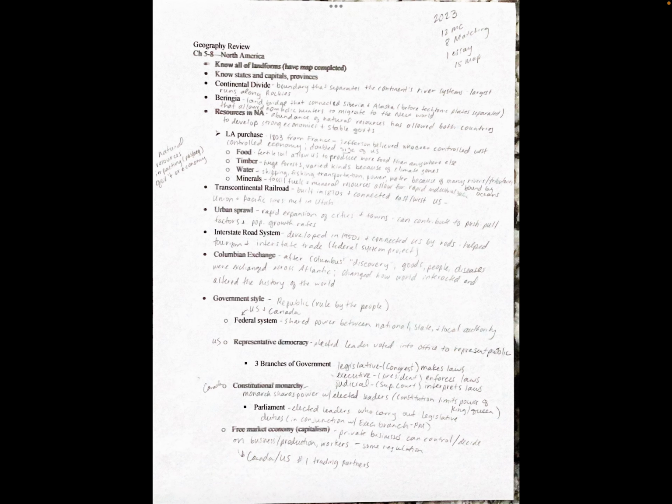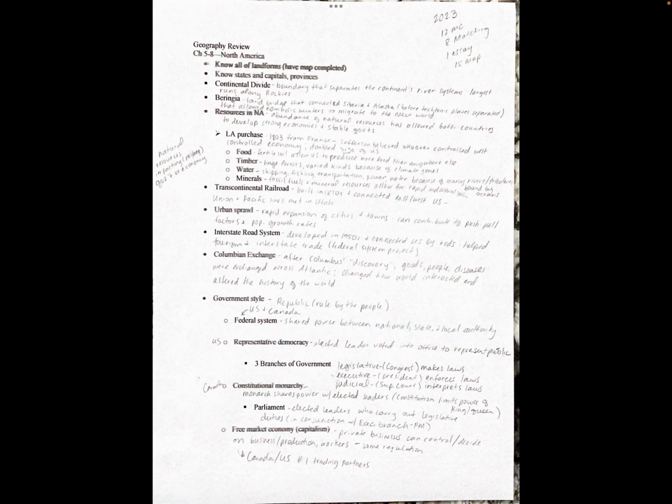They have a parliament in Canada, in their constitutional monarchy. They have elected leaders who carry out the legislative duties, kind of like our legislative branch. And this is in conjunction with the executive branch, and that's the prime minister. Now, the interesting thing about parliament is the prime minister comes from parliament. They are elected or brought up, if you will, from parliament. So the prime minister is in parliament as well.